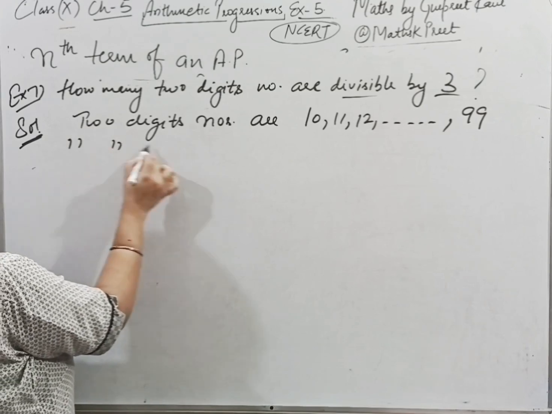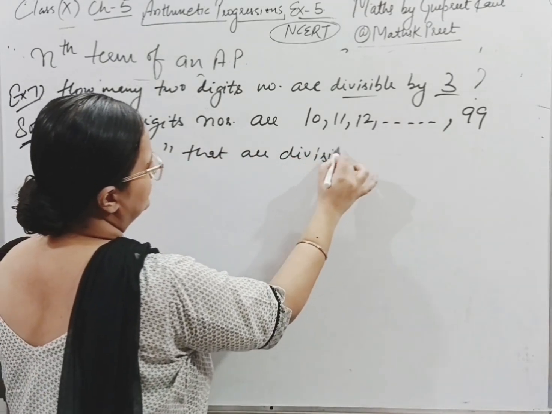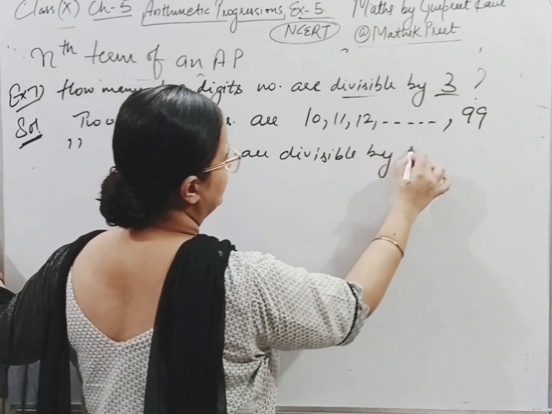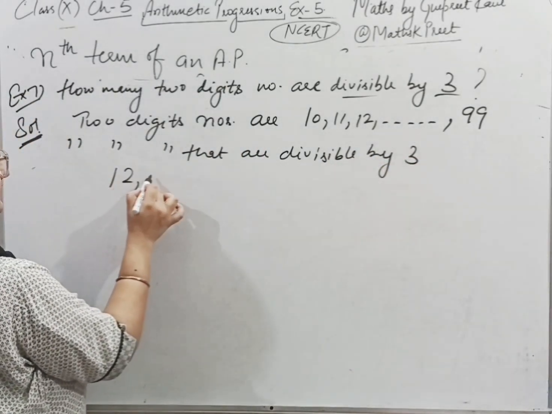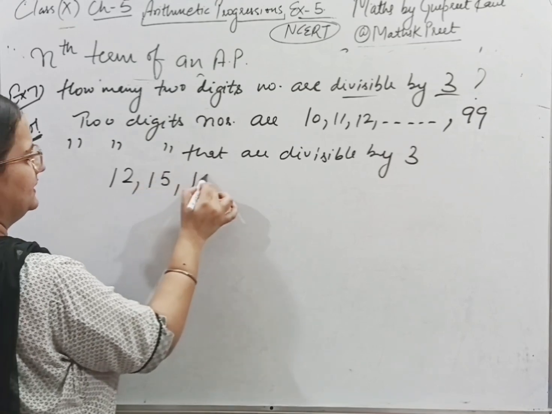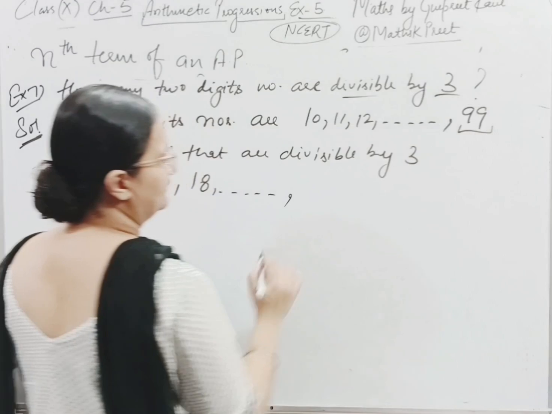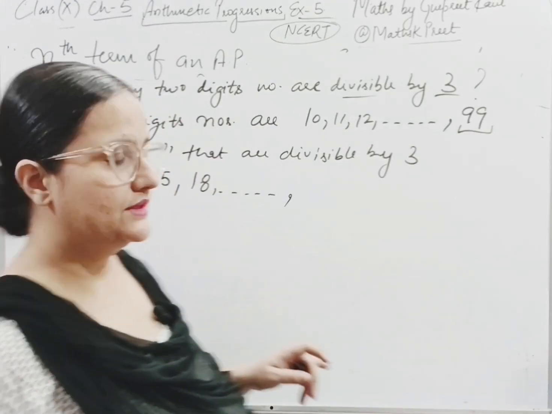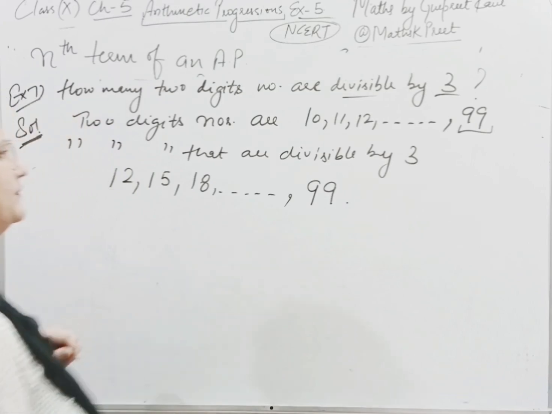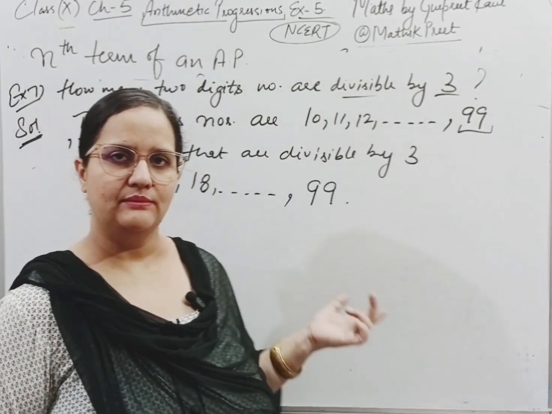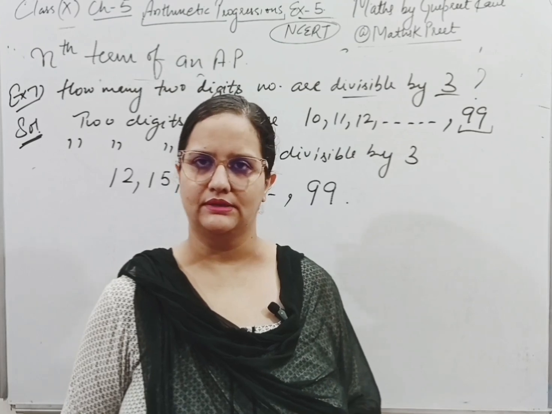So we'll write the 2-digit numbers that are divisible by 3. I'll write 12, next is 15, next is 18 and so on. The last number is 99 itself, 99, it's 3 times 33. So we'll write the last number 99 here. So clearly this is forming an AP. Why? Because this is a table of 3. We are just adding 3 to the last term to get the next term.